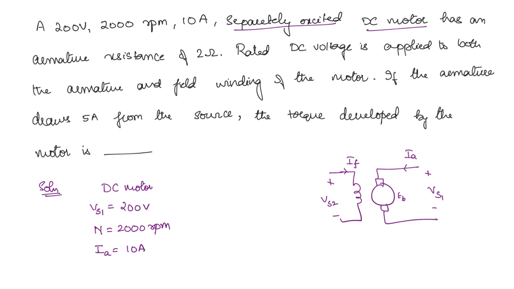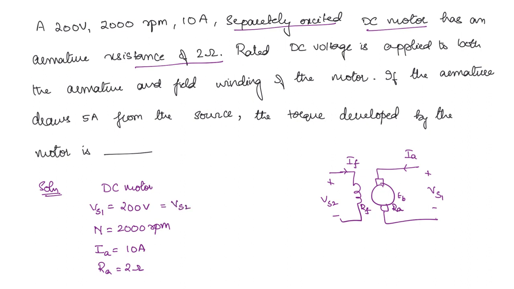What other information is given? You have armature resistance of 2 ohms. So RA is equal to 2 ohms. This is the armature resistance. The field resistance also you can take as RF. Next, it is given that rated DC voltage is applied to both armature and field winding. What is the rated DC voltage? Here, this is the rating, 200 volt. So the same voltage is applied to both field and the armature. So VS2 is also 200. So you can write this is also 200.